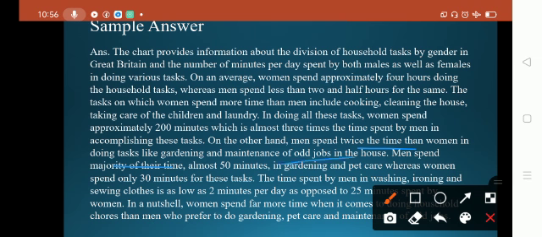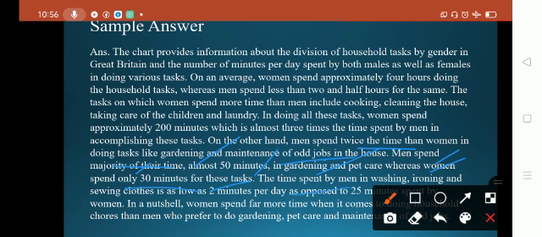Means men invest most of their time in gardening and maintenance of odd jobs in the house. Men spend the majority of their time, almost 50 minutes, in gardening and pet care, whereas women spend only 30 minutes for these tasks. Okay, you can instantly make the comparison.